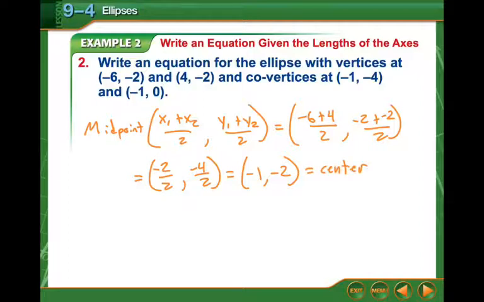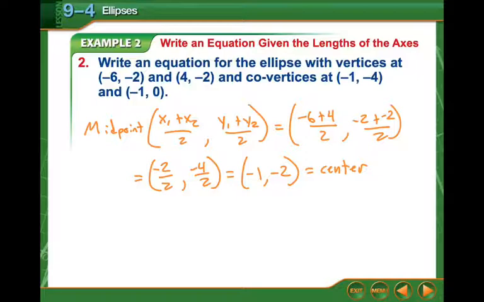So now we have our h, k. We're good to go with that. Now we just need to figure out the distances between our 2 points, or the distance from the center to the other points. So the advantage here is that we can see for the co-vertices, the x value is the same for both, right? They're both negative 1. For the y values, they're both negative 2. So that means we really only need to look at the opposite ones that aren't the same.